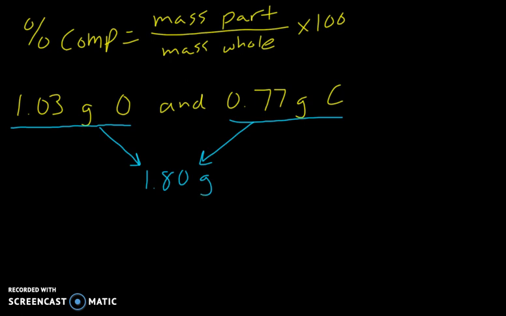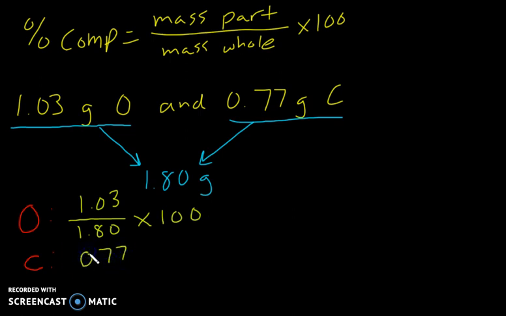Now we're going to do our percent composition for both oxygen and carbon again, using the same formula, except now with the numbers that they gave us. For oxygen, we use the 1.03 grams that they gave us, divided by the mass of the whole thing, which is our 1.80, and then we times that by 100. For carbon, we use our 0.77 grams that they gave us in the problem, divide by the mass of the whole thing, which is our 1.80, and then we times that by 100.